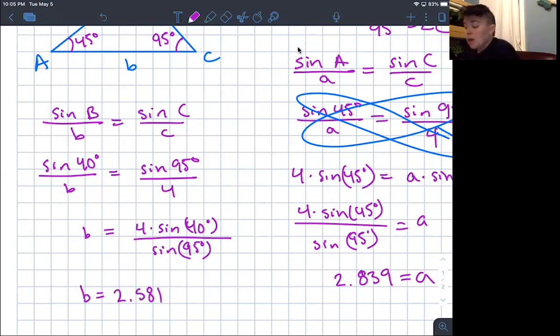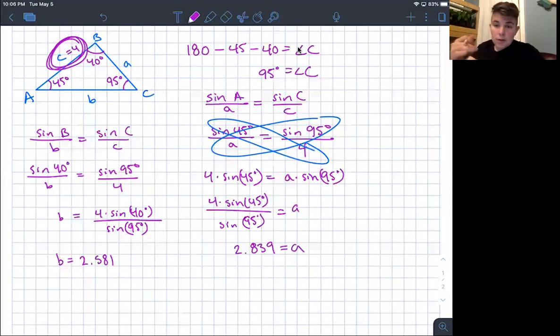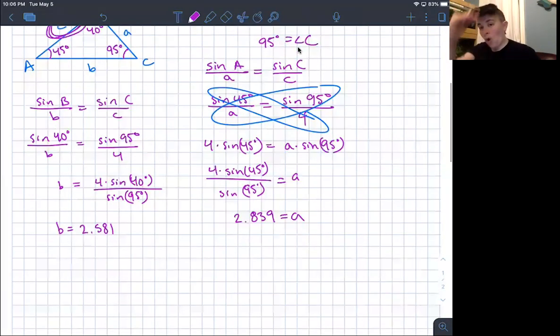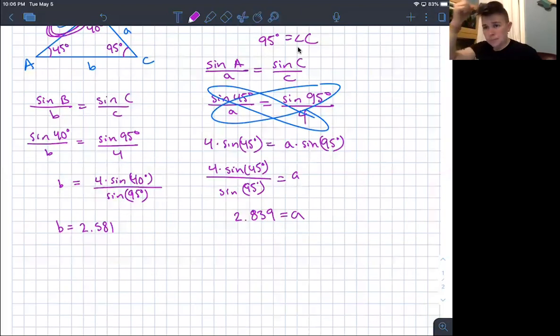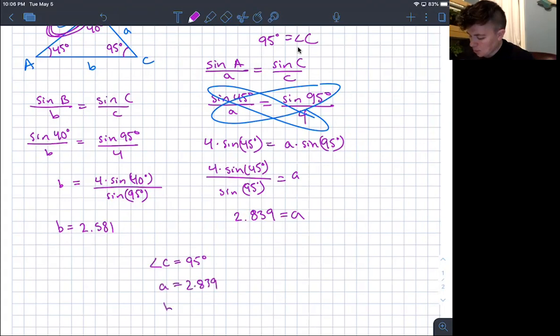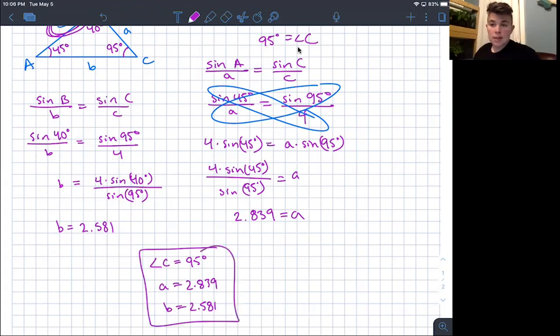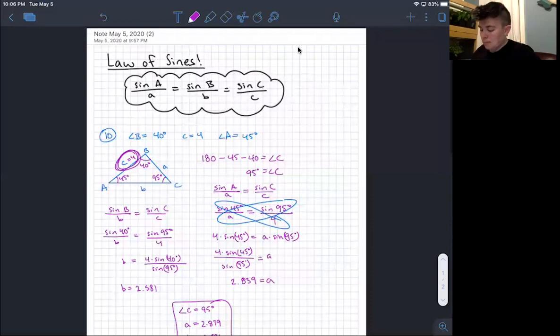2.581. Okay, y'all, I said in the first video that I recorded, I would really like for you to write all of the unknowns in one box together. So I'm going to put, okay, angle C is 95 degrees. That's what I found. Side A is 2.839 and side B is 2.581. I'm going to put a box around that so you can see it. Hooray. All right, so that's number 10.